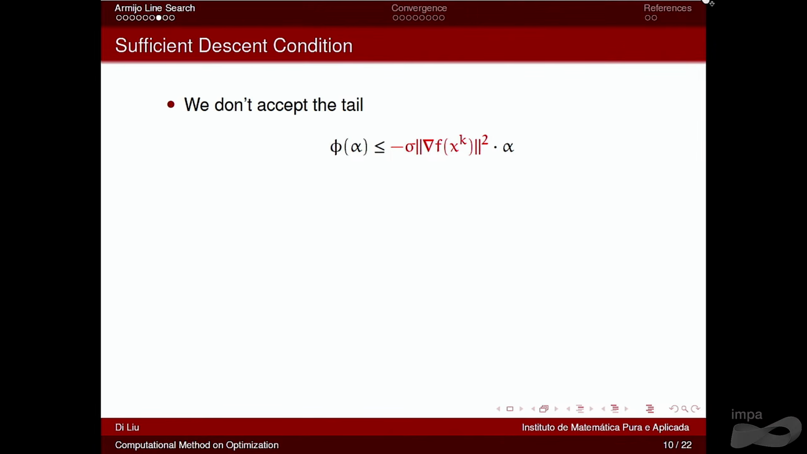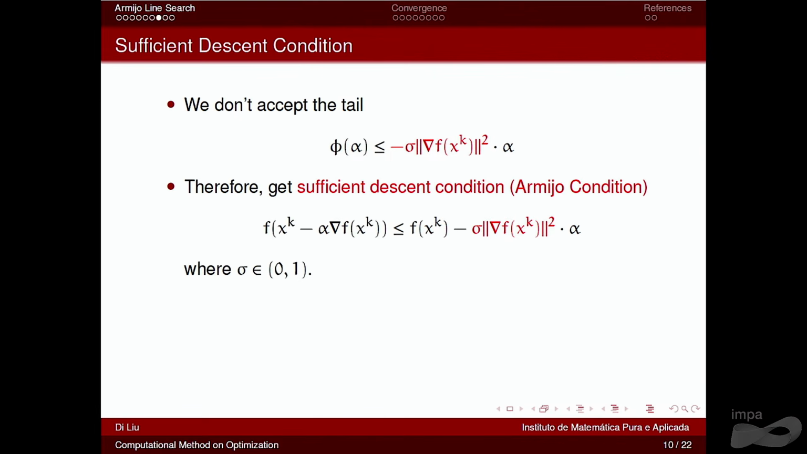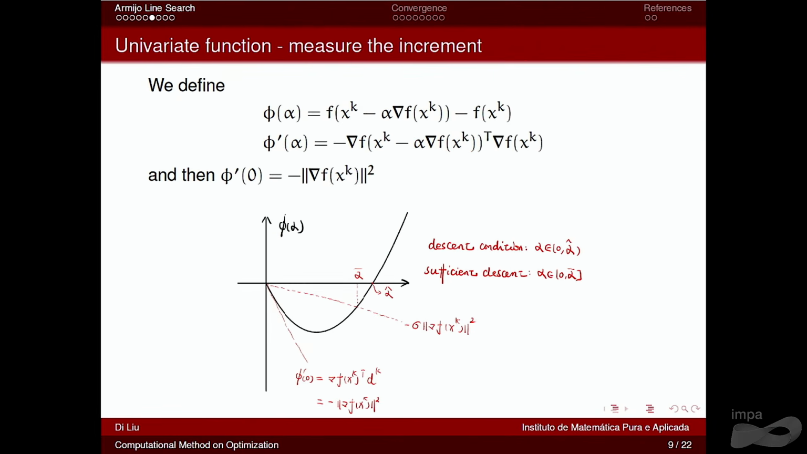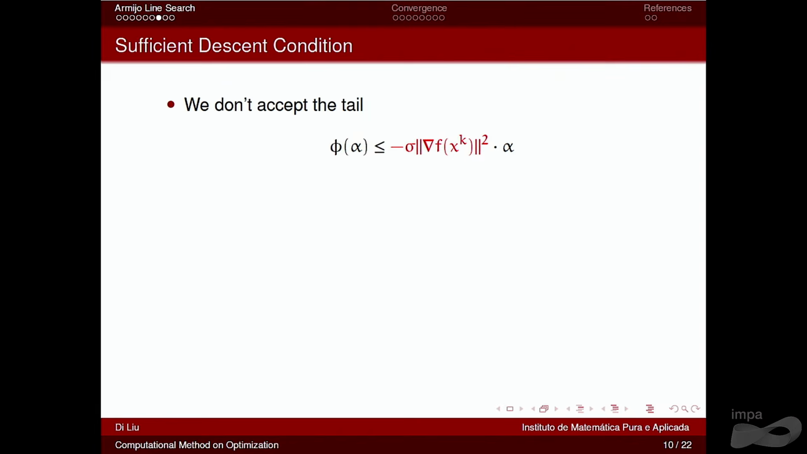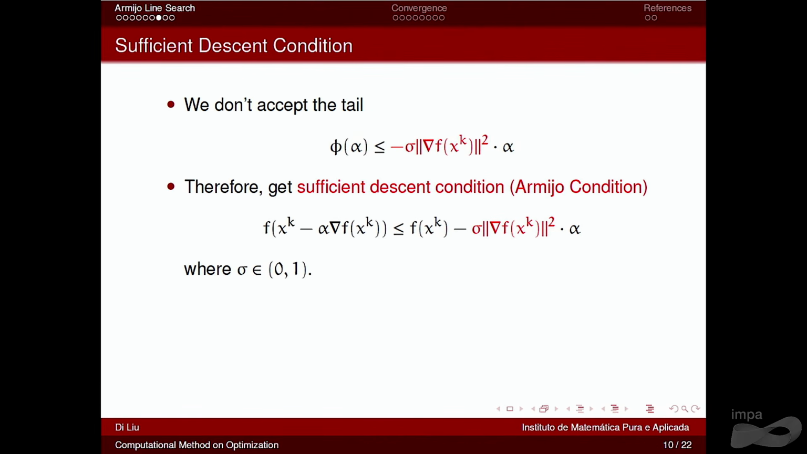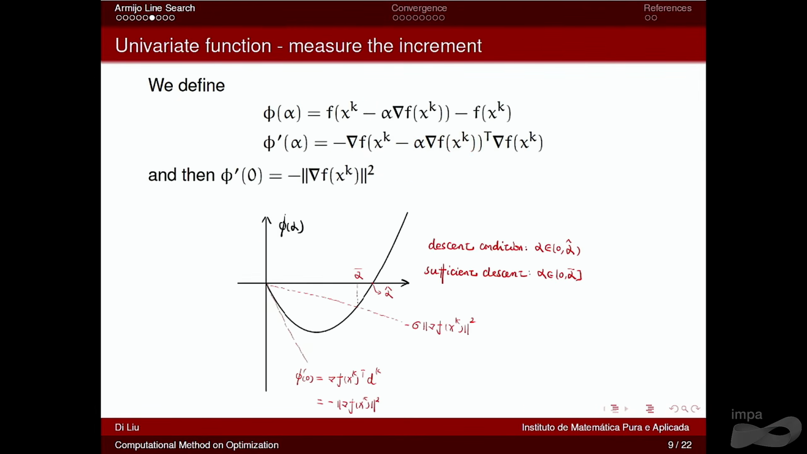So we have this inequality, and we recall the definition of this phi alpha. The phi alpha is just the measure of the increment of the function value. Then we substitute this phi alpha with the definition in the last slide. We substitute the alpha with the definition here. And then we get this one. This is exactly what we have mentioned previously.